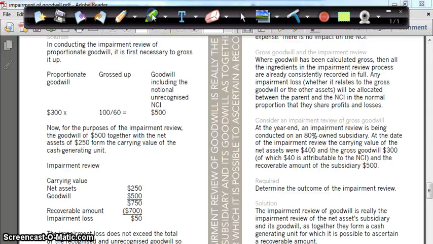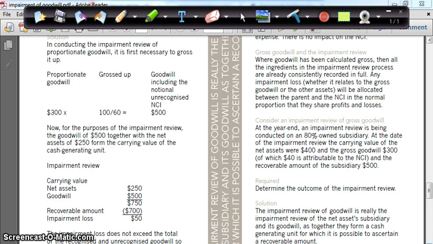The difference here is that you take the goodwill, which is your grossed up goodwill of 500, and then also, just from the question, the net assets. Adding these together gives $750, which is the total amount of the cash generating unit that you're going to need to compare. And we can see that there is an impairment because the recoverable amount is $700. So that leaves $50 as an impairment loss.